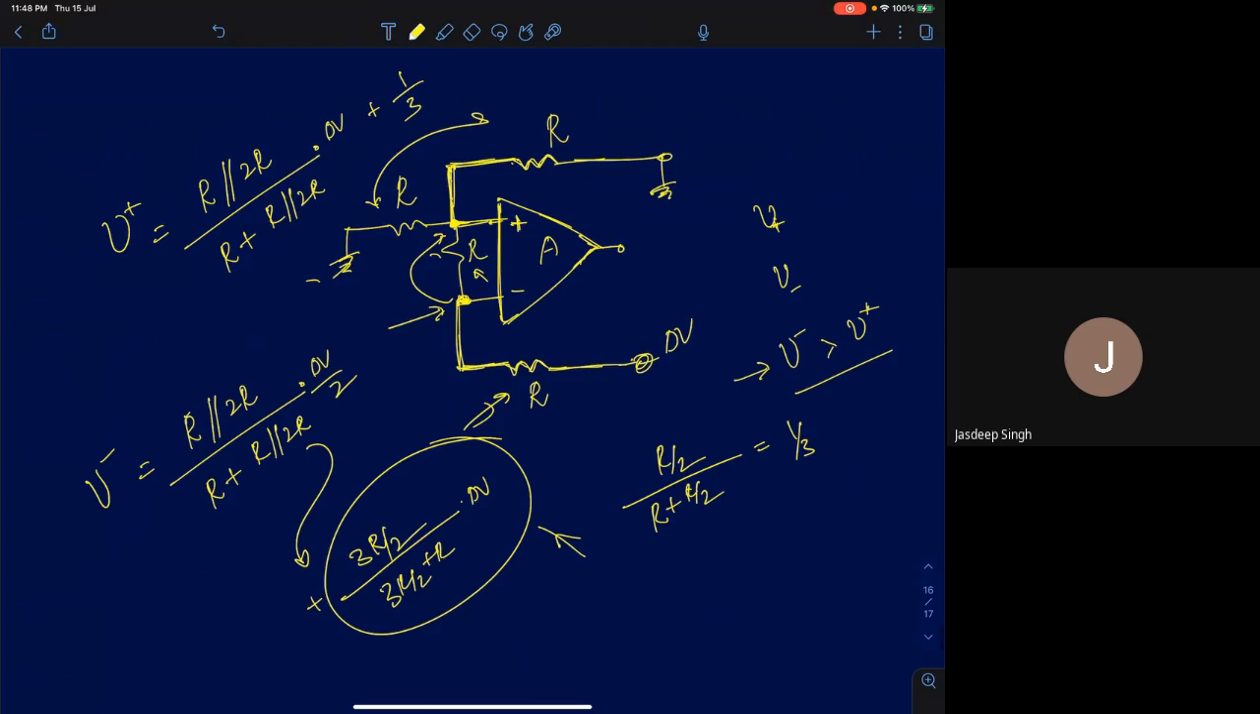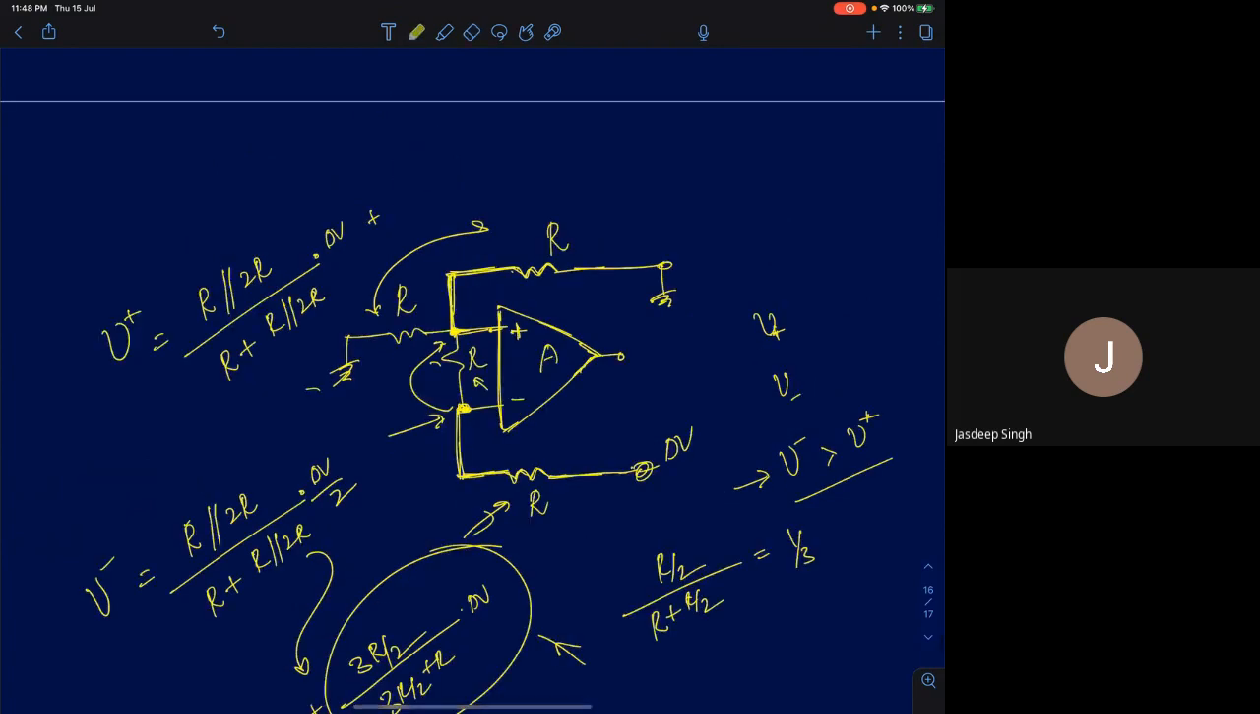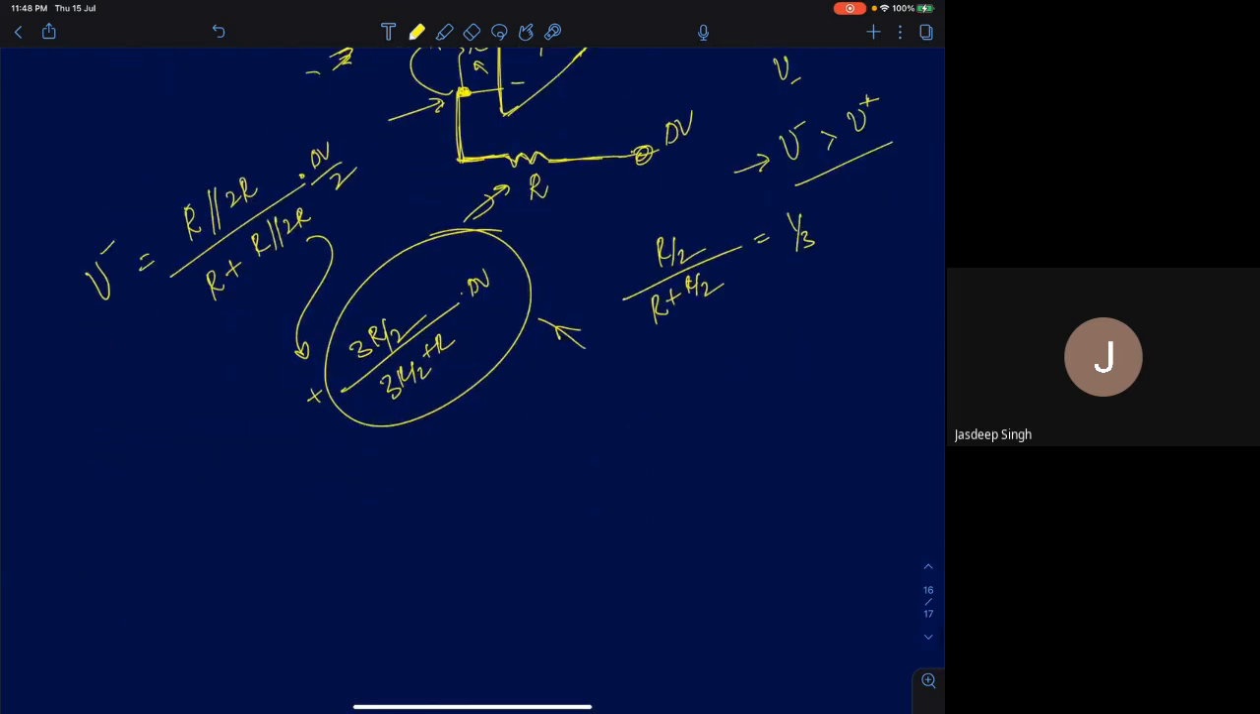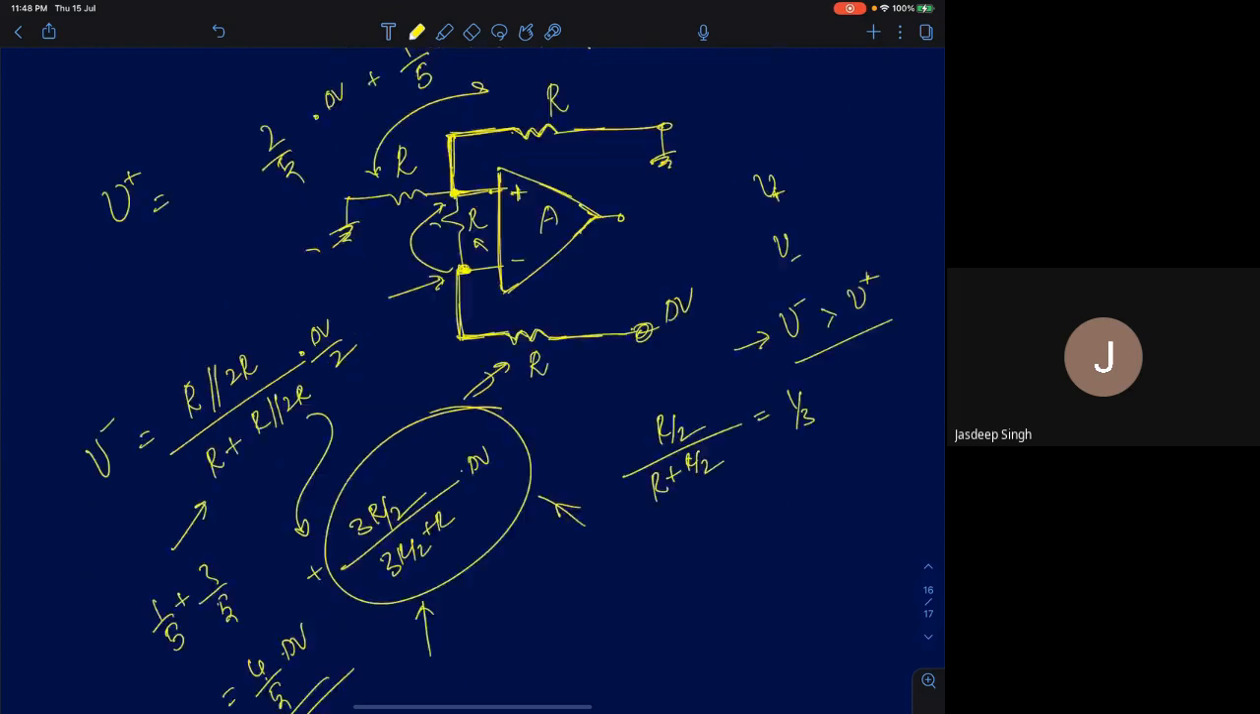Okay, so this term here will be 3 by 5. So what you will get here is 1 by 5 delta V. And this one here, R parallel to R, will be 2/3 upon 1 plus 2/3. So that will be 2/5. So you will get 2/5 delta V. So you will get 3 by 5 delta V here. And on the negative side, you are going to get 1/5 here plus 3/5 from this term. So you will actually have 4 by 5 delta V.